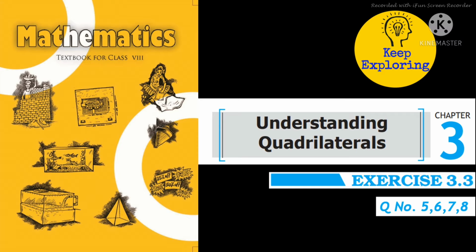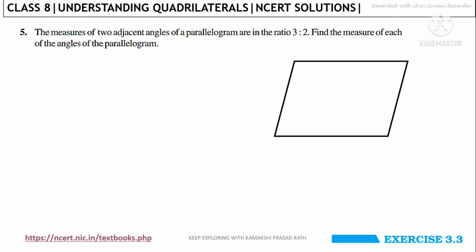Keep exploring. In today's video, we are going to discuss question number 5, 6, 7 and 8 from exercise 3.3 of the chapter Understanding Quadrilaterals for Class 8. So let's start. Question number 5 says, the measures of two adjacent angles of a parallelogram are in the ratio 3:2. We have to find the measure of each of the angles of the parallelogram.